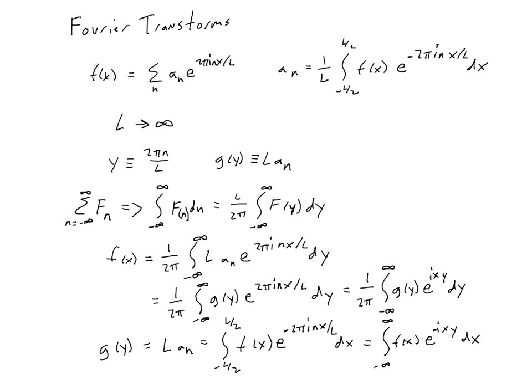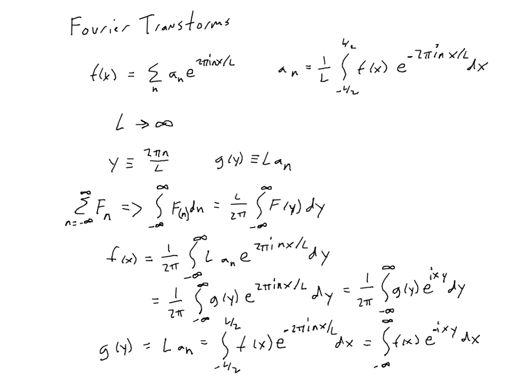So this is cool now because we got a certain symmetry going between the f of x and the g of y. They're both analytic functions, and it's just that one is a function of x and the other is a function of y. And they both have this exponential term where one is just the inverse of the other. And the only difference between them is you have this 1 over 2 pi.